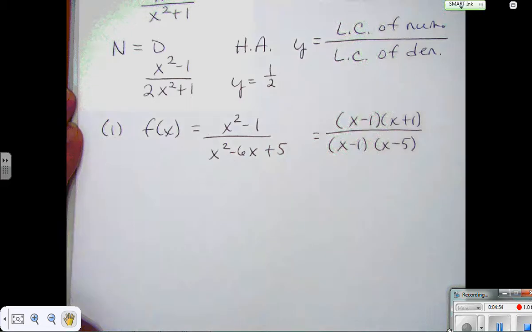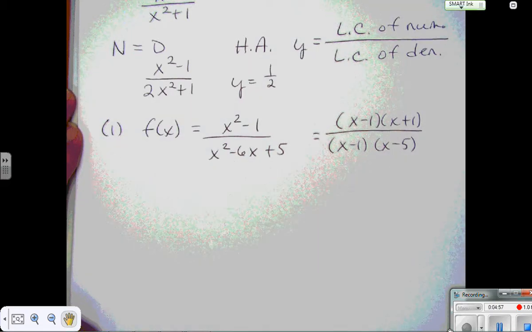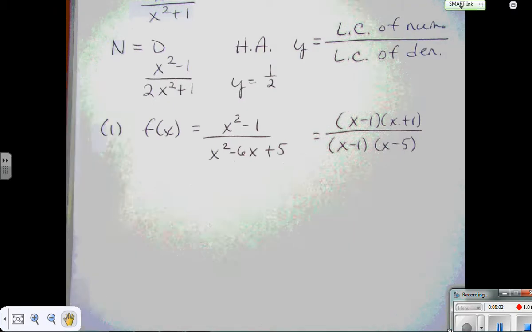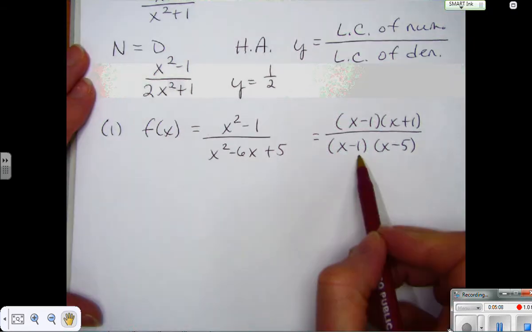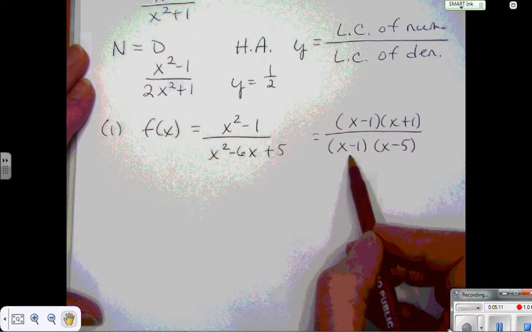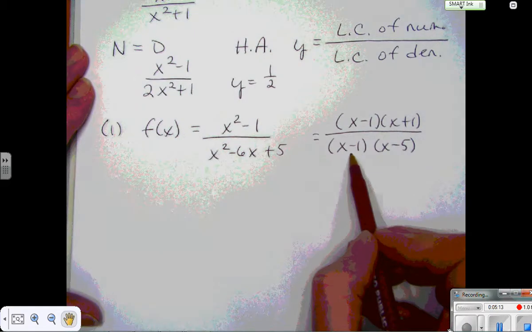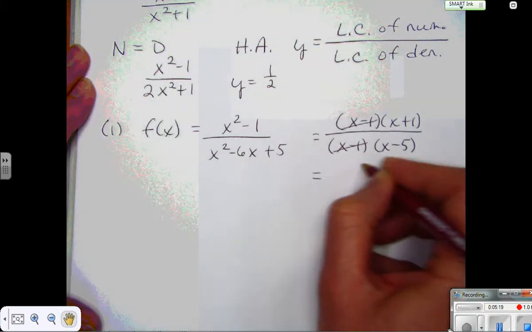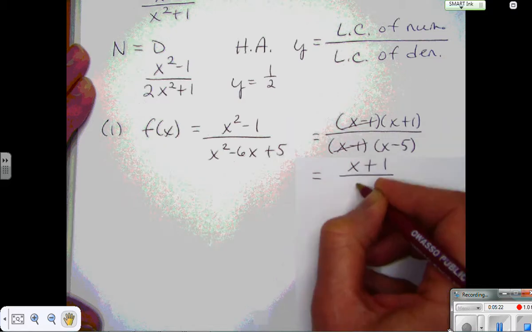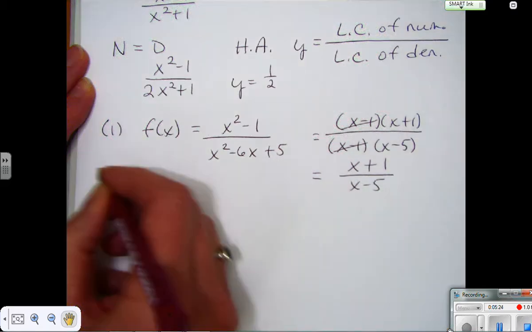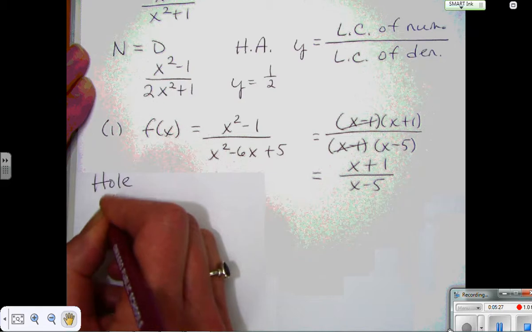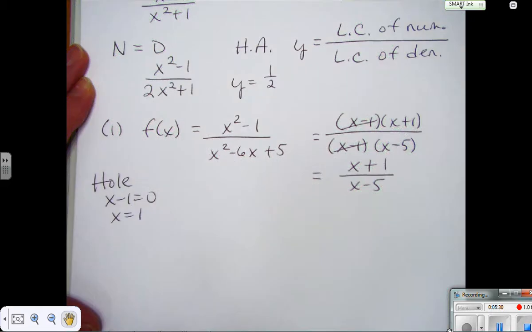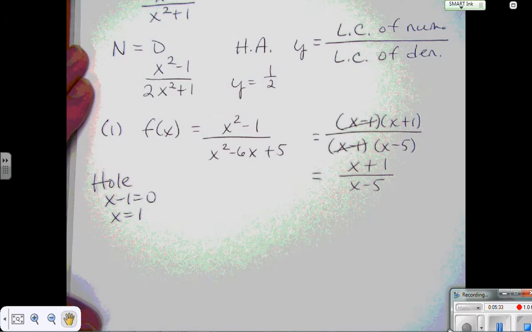Okay, so the next step, this is how you find out if there's a hole in your graph. And I'll show you exactly what that is when we actually graph it, but we're just going to find everything right now. So if something will reduce out of the denominator, that's where you're going to get a hole in your graph. So like this x minus 1, that can reduce out. So really your graph is just going to simplify to be x plus 1 over x minus 5. So you have a hole where x minus 1 equals 0, x equals 1. There's going to be a hole in the graph where x is 1.